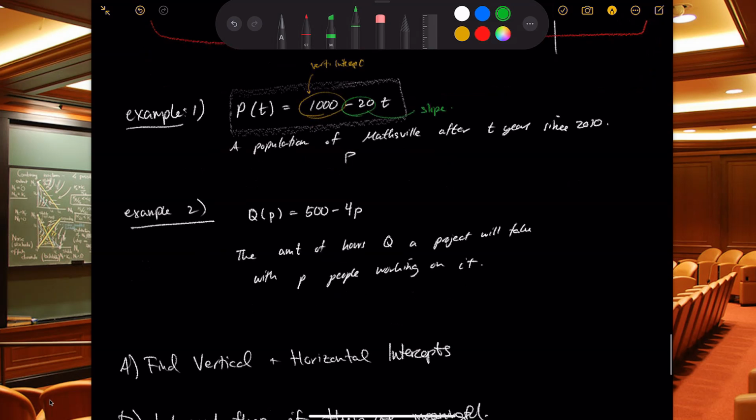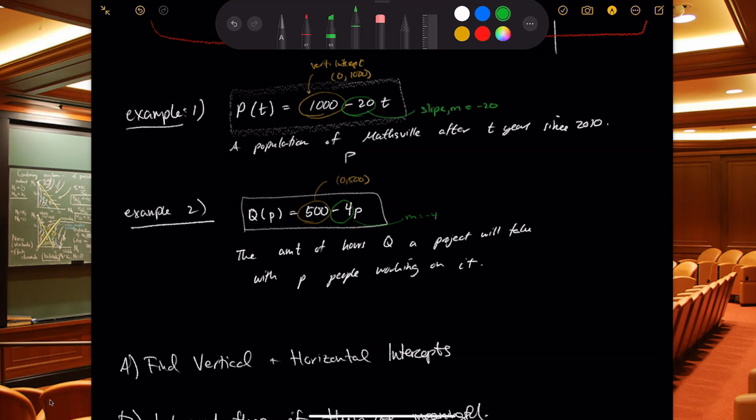And then same thing down here with example 2. This is also in b plus mx form. If it wasn't given to you in that form, try to get it there, because we know that that's what makes something linear. And we see same thing here. This is my vertical intercept: 0, 500 is my vertical intercept. Here 0, 1000. And then my slope, m, is -4. Here it was -20.